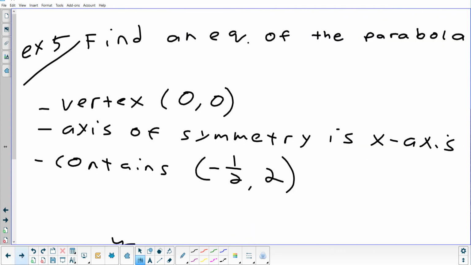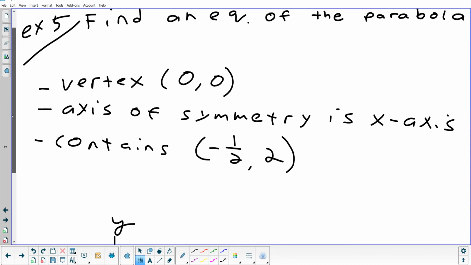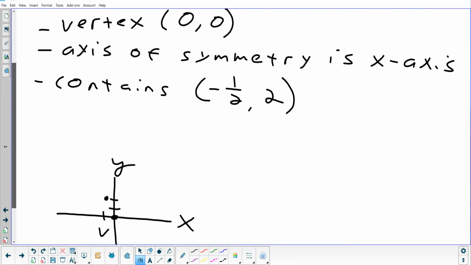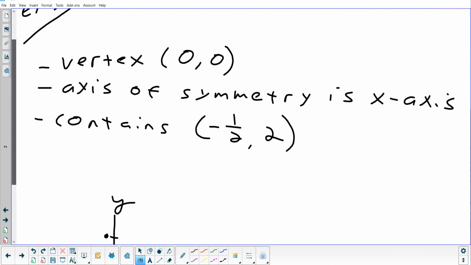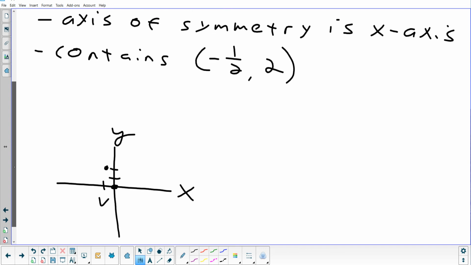Find an equation that has this as the vertex, the axis of symmetry is the x-axis, and the parabola goes through this point. Okay? The axis of symmetry is the x-axis. So which way does that mean the parabola would have to open? Well, we have two choices if the axis of symmetry is the x-axis. It has to either open facing left or facing right.